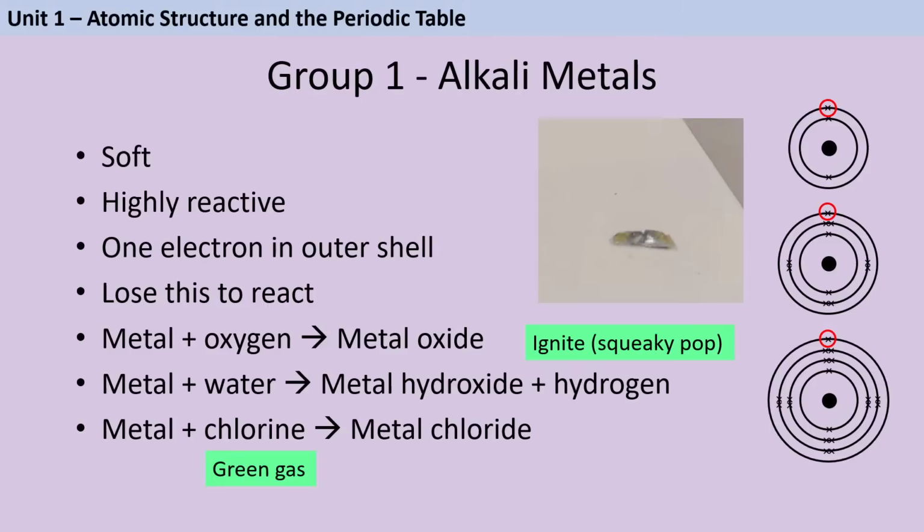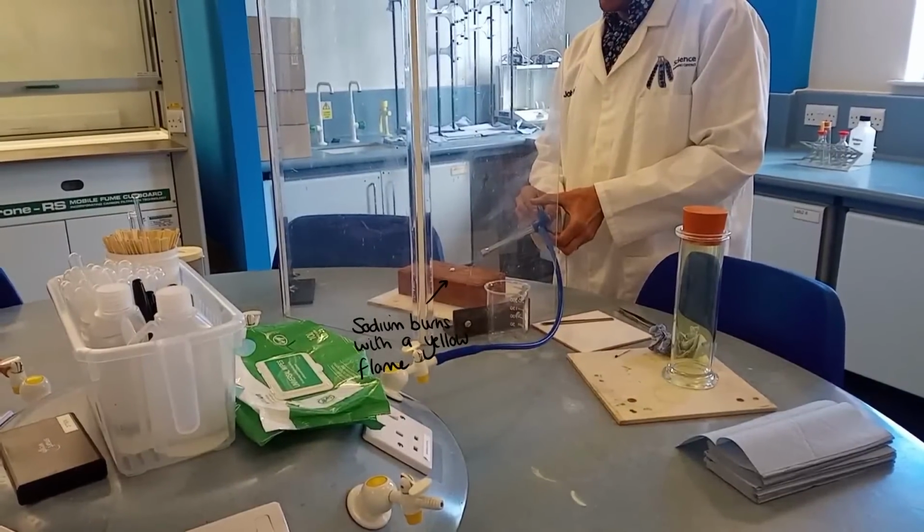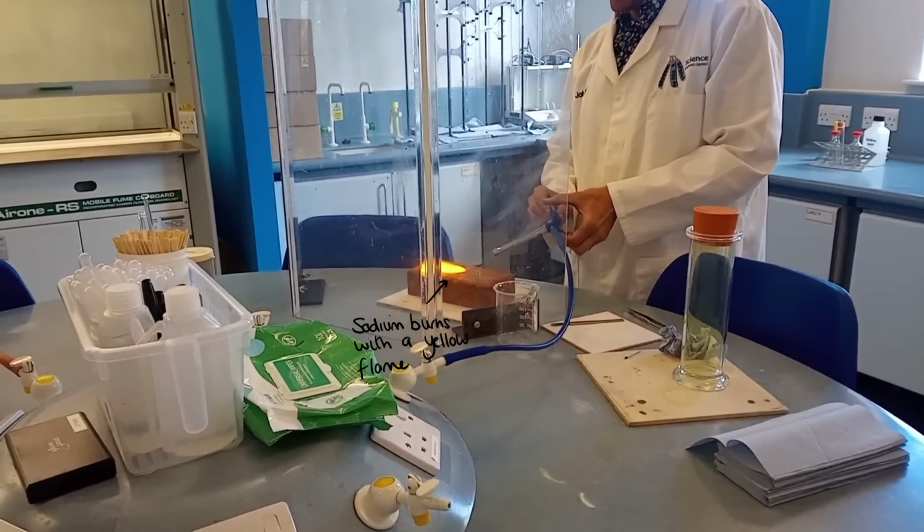The alkali metals also react with chlorine. Chlorine is a green gas, and when they react, that green gas disappears, and instead we get this white solid, which is a metal chloride. It's also a very exothermic reaction, so we see a very bright light as the green chlorine gas disappears. So here's just an example of it happening.